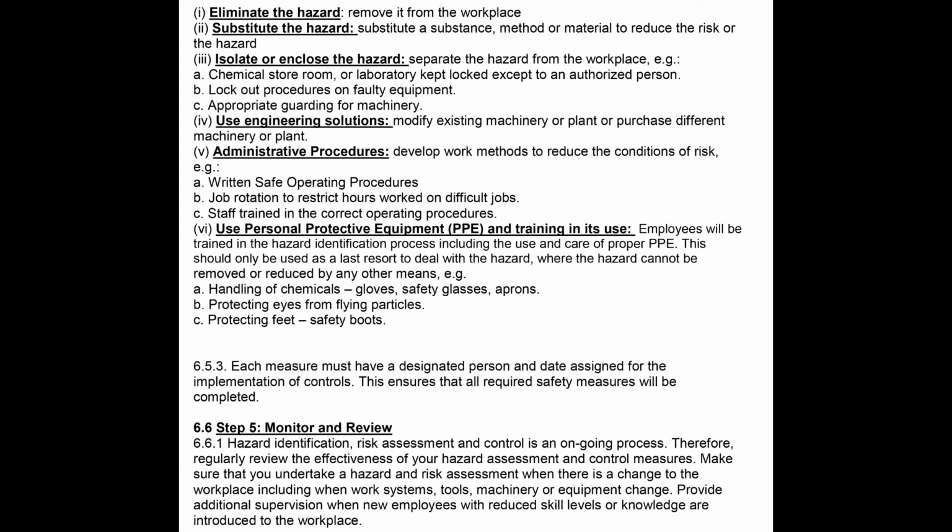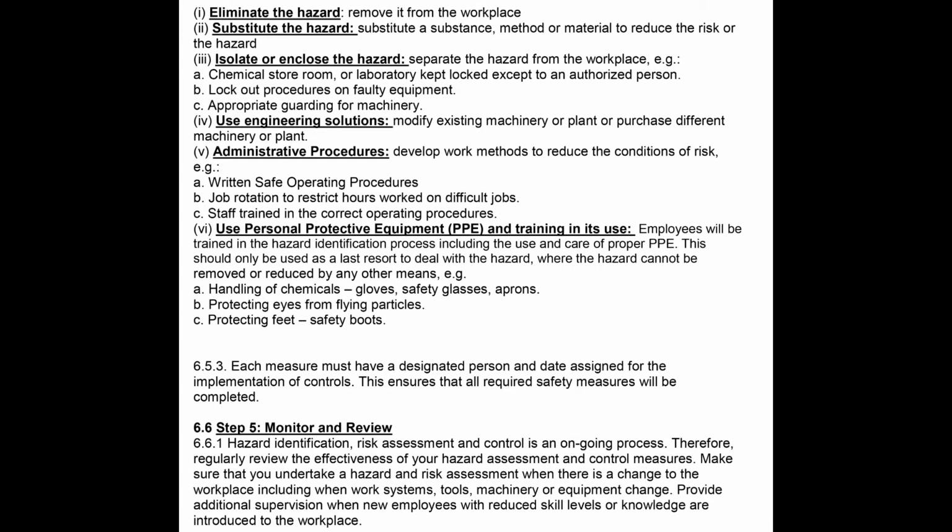6. Use personal protective equipment, PPE, and training in its use. Employees will be trained in the hazard identification process, including the use and care of proper PPE. This should only be used as a last resort to deal with the hazard, where the hazard cannot be removed or reduced by any other means. For example, A. Handling of chemicals: gloves, safety glasses, aprons. B. Protecting eyes from flying particles. C. Protecting feet: safety boots.